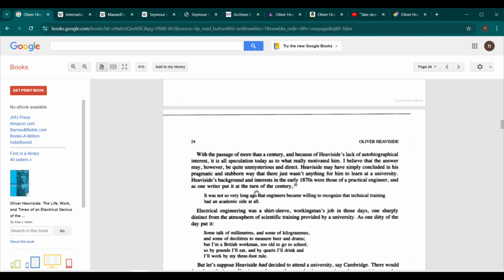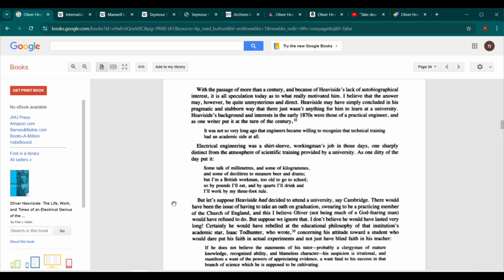and as one writer put it at the turn of the century, it was not so very long ago that engineers became willing to recognize that technical training had an academic side at all. And electrical engineering was a shirt-sleeve working man's job in those days, one sharply distinct from the atmosphere of scientific training provided by a university.